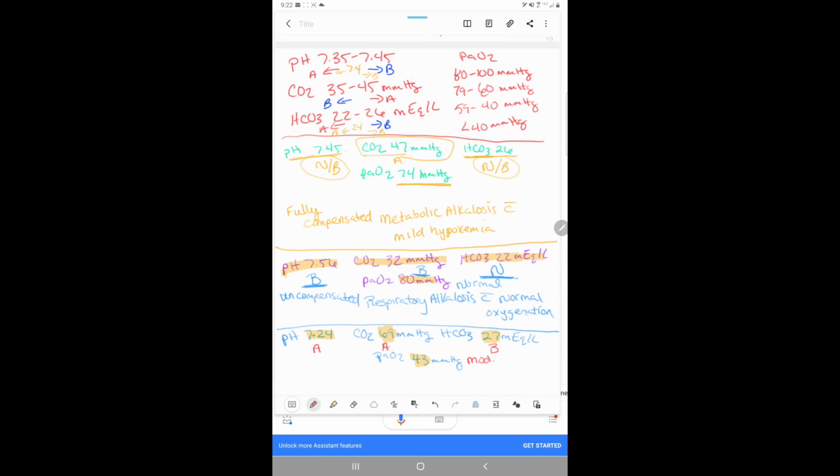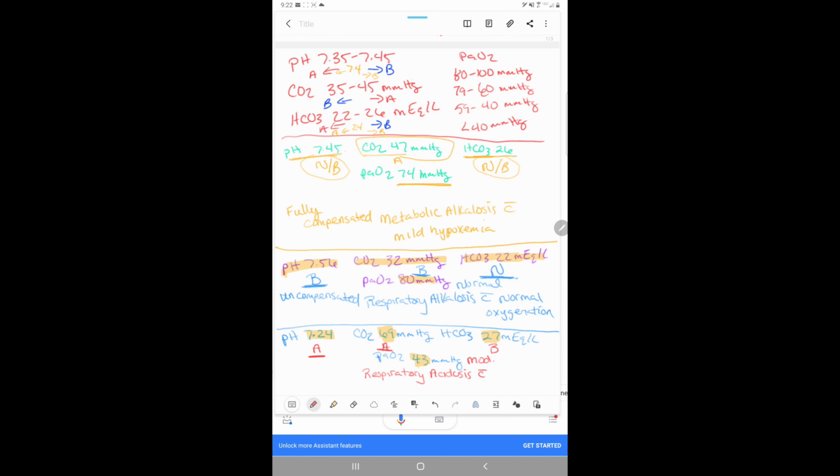So now we're ready to interpret our ABG. To interpret our ABG, first things first, we got to look to see what matches our pH. We know it's an acid. So which other one is an acid? Is it your CO2 or your bicarb? It's your CO2. So we know now the problem is respiratory. But this time it's an acid, so it's an acidosis.